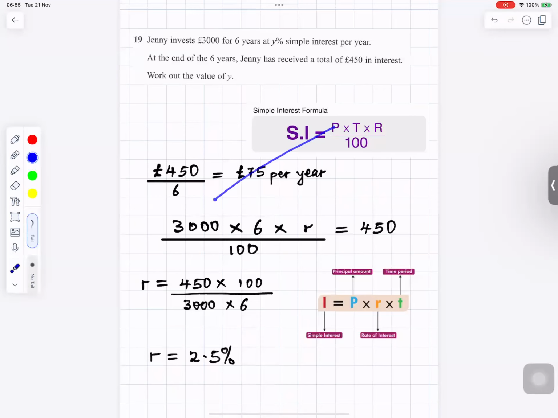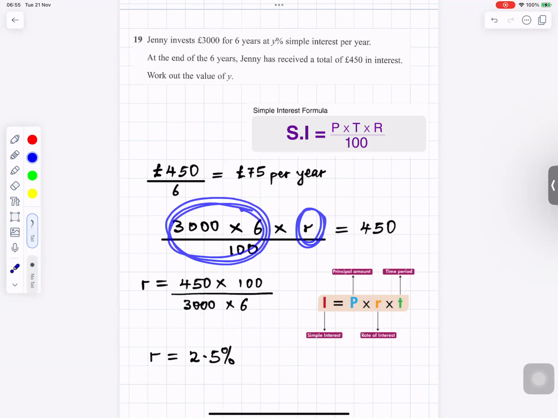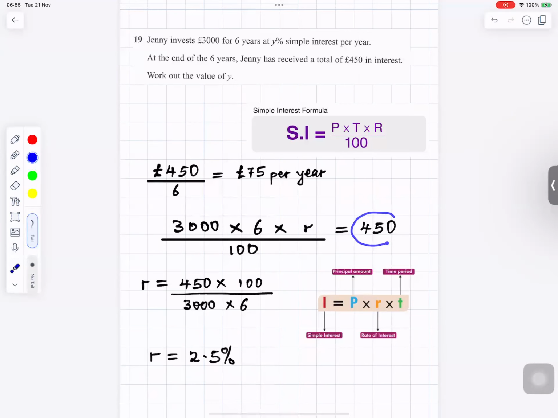The principal is 3,000. The time period is 6. And the interest rate is R divided by 100. That should be equal to 450. So you want to find what R is. Put all of this in your calculator, you get the answer. And then 450 divided by that, it gives you R will be 2.5%.